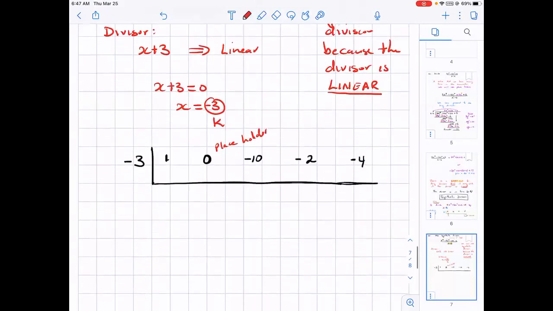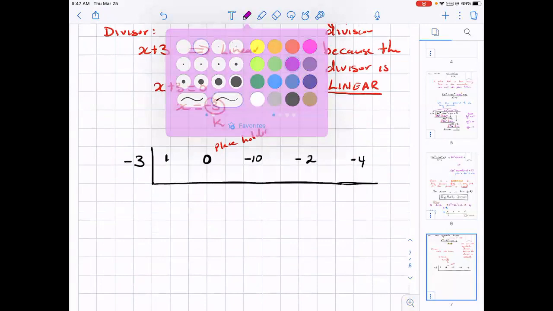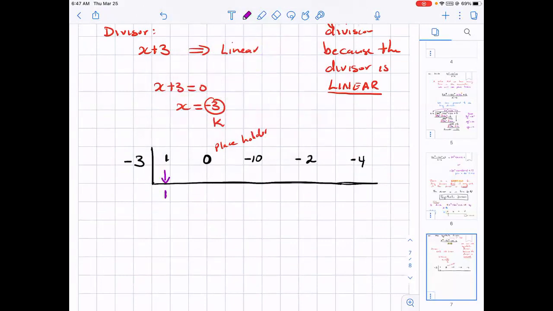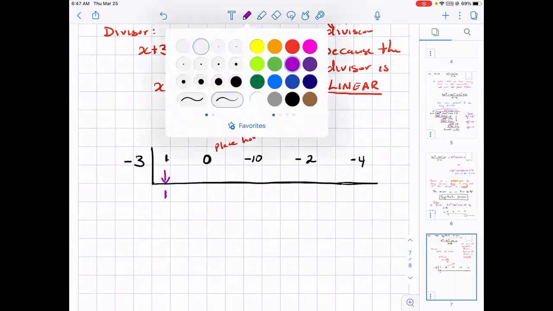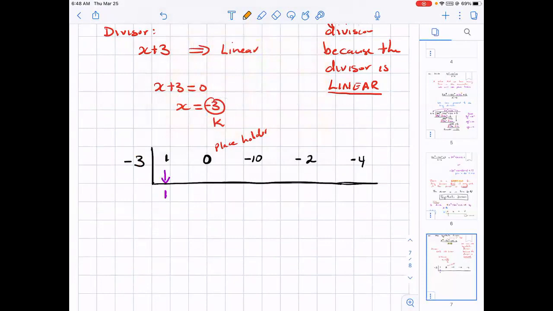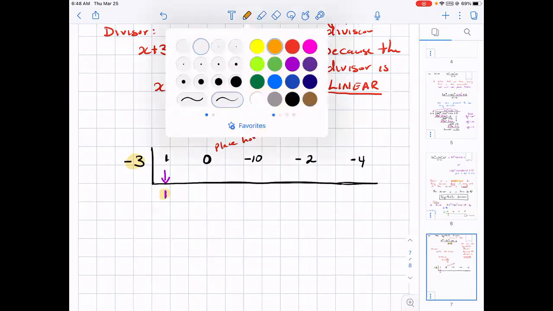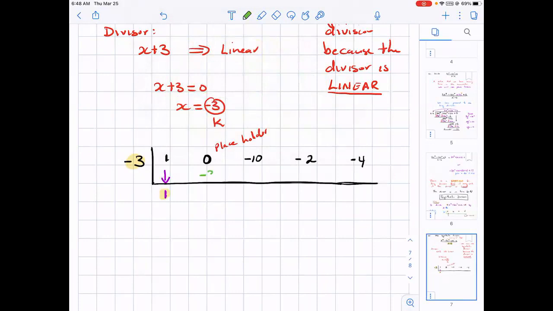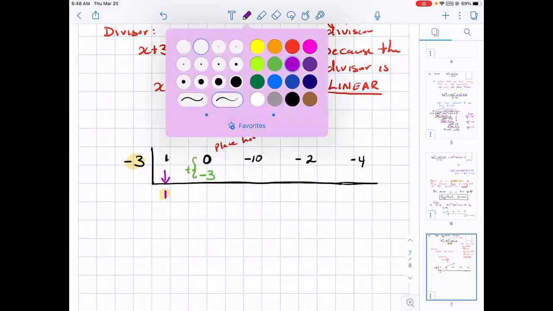So let's do this. The first thing we do, we bring down the 1. Always, that first term always comes down. And then we're going to multiply negative 3 times 1. Negative 3 times 1 becomes negative 3. So we write negative 3 here. And you always add. So if we add here, this becomes negative 3.